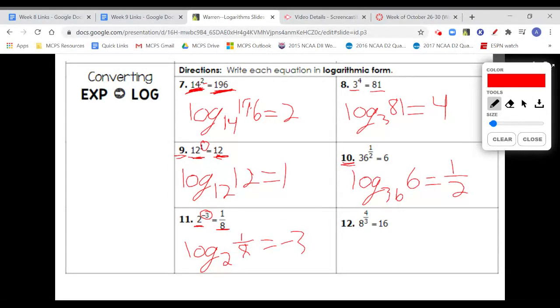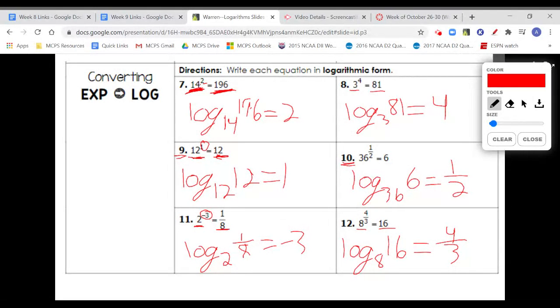And looking here at number 12, logarithm, it's asking what power takes me from something to something else. So what power takes me from 8 to 16, right? From the left to the right, the power, or the exponent, is 4/3.